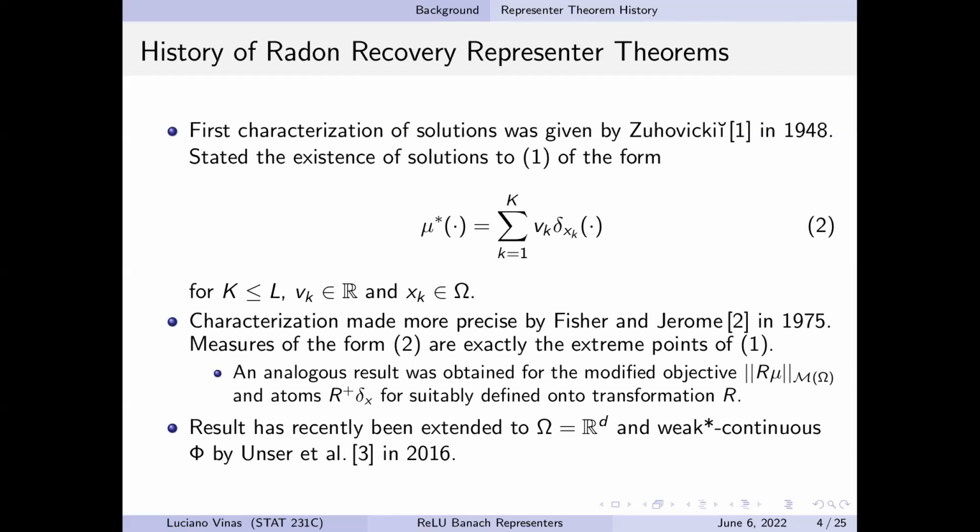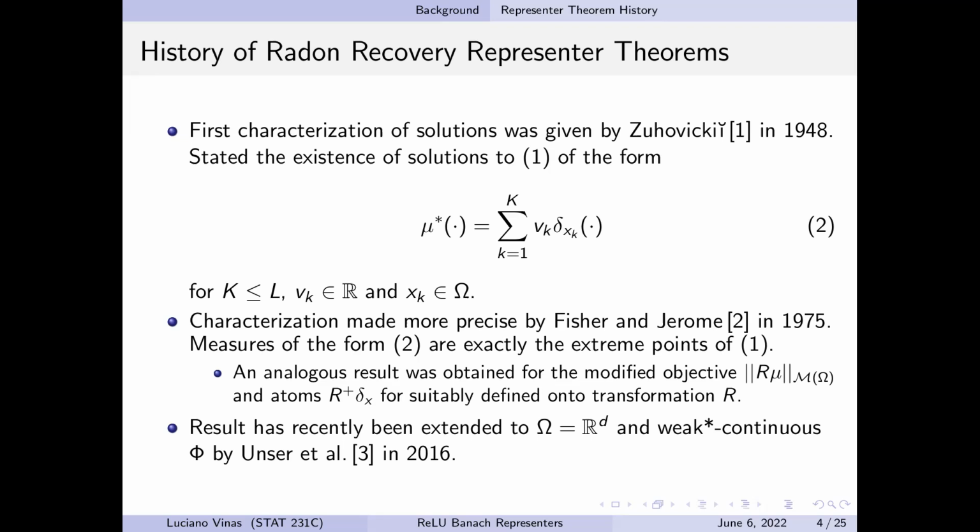They also extended these representer theorems to the case where you had a modified objective. This modified objective we're going to call a generalized total variation. It's something that passes this measure, or maybe just this distribution, through an onto transformation. And what they showed is that the form that you see in 2 is modified, with the atoms, instead of being Dirac delta masses, being R plus Dirac delta masses, where R plus is a pseudo-inverse that we'll more rigorously define later.